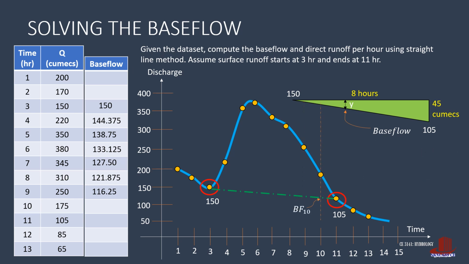The 10th hour contains a proportion of y is to 7 as 45 is to 8, where y results to 39.375. And base flow at this hour is 150 minus 39.375, which is 110.625 cumex. Then at the 11th hour, or the end of the runoff, the base flow takes the exact point, giving 105 cumex.